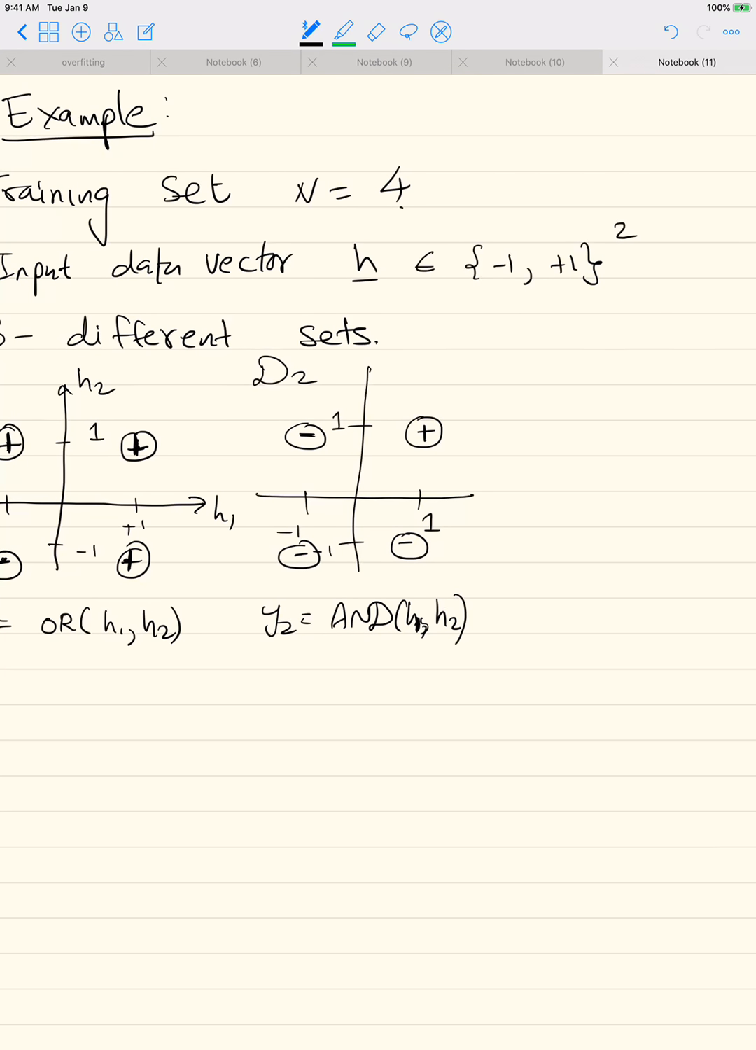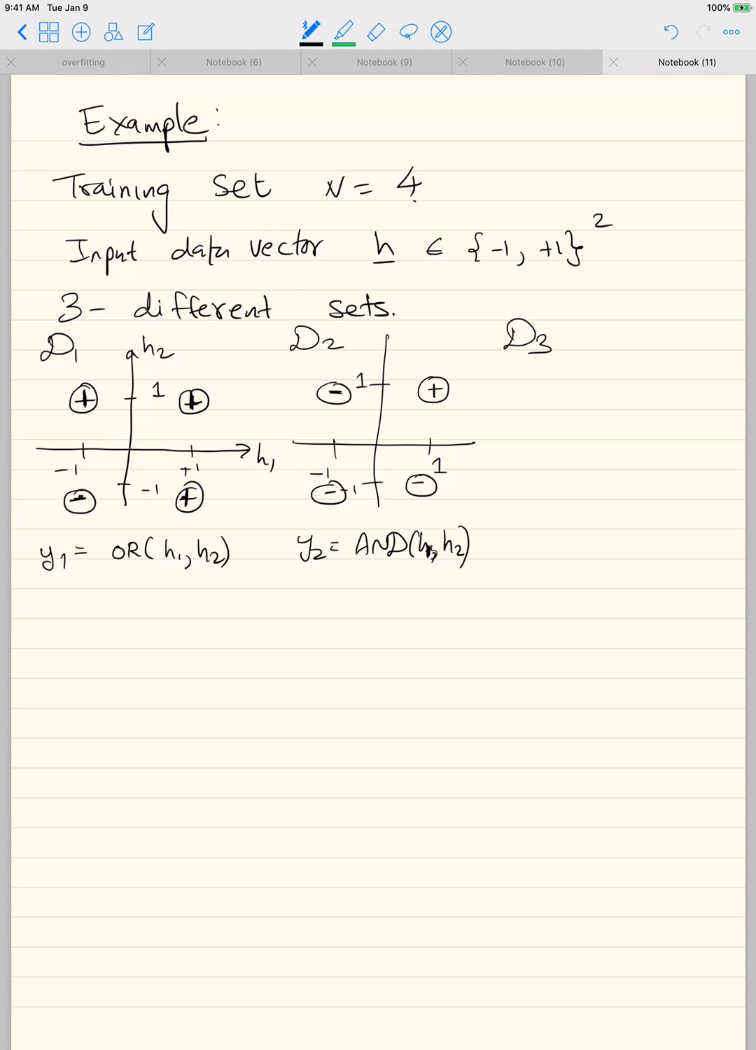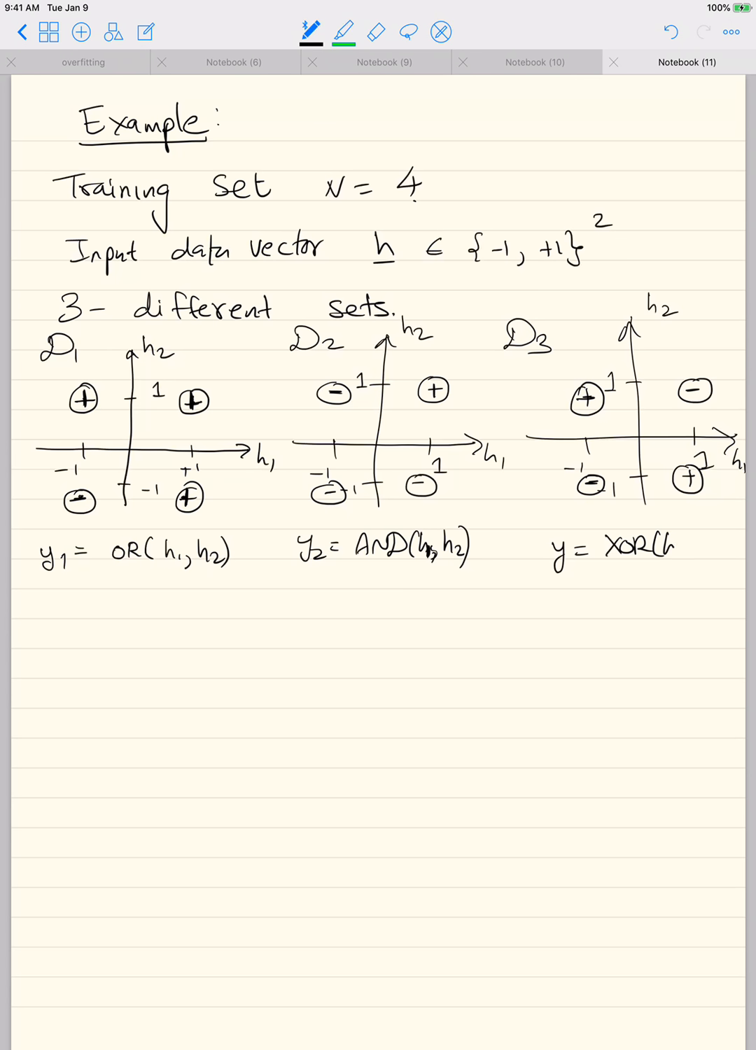The third data set is a function, again, where the input vector has two coordinates with entries either +1 or -1, and the label is minus if H1 is not equal to H2 and plus if H1 equals H2. So this is what is known as the XOR function of H1 and H2, and this is 1 if H1 is not equal to H2 and -1 if H1 equals H2.